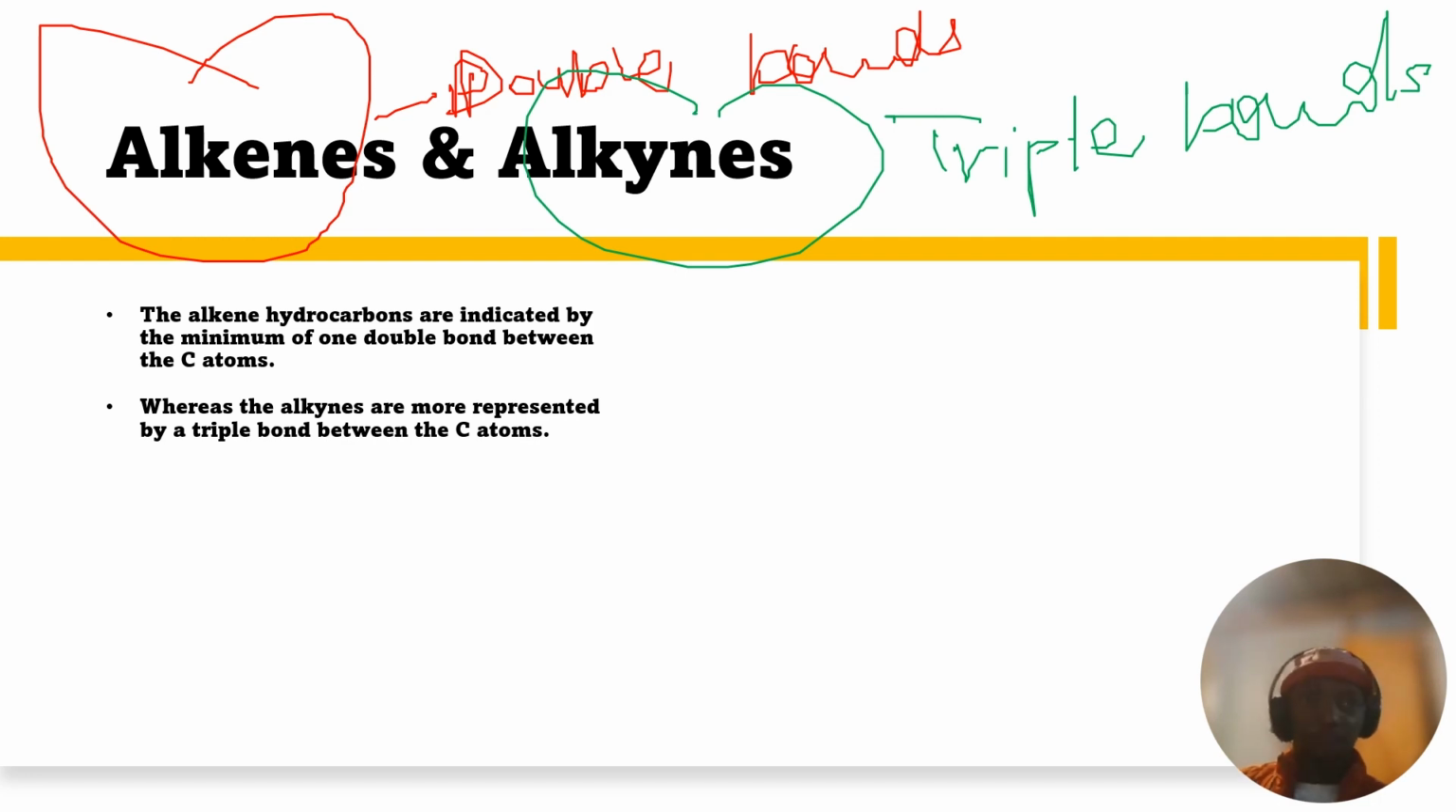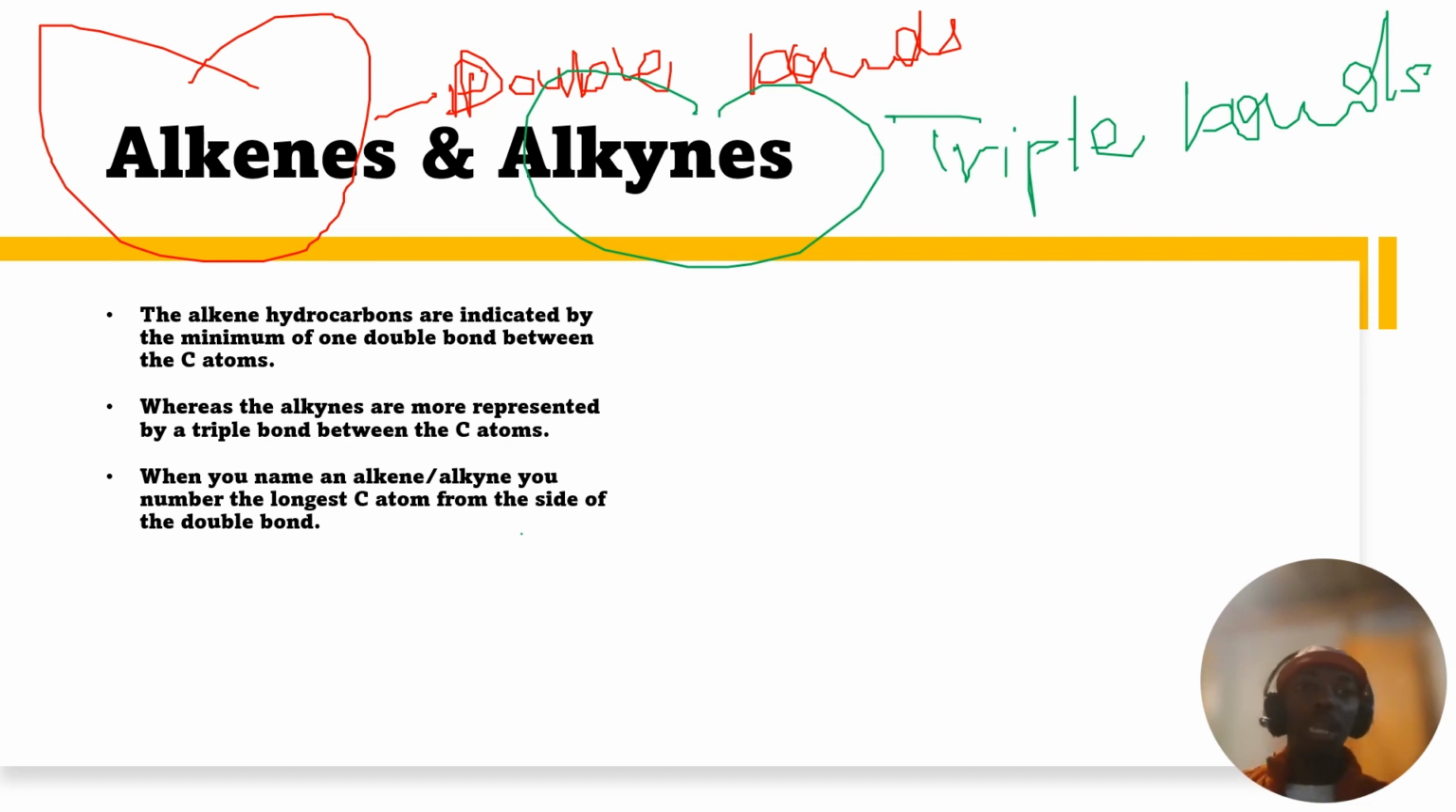So the first line says that alkenes are hydrocarbons that are indicated by a minimum of one double bond between the C atoms. So there needs to be a minimum of one double bond between the carbon atoms for us to classify that compound as an alkene compound, right? Whereas the alkynes are represented by triple bonds between the C atoms, right? So as stipulated above, alkenes and alkynes are unsaturated compounds. One has double bonds between the carbon atoms, and the other has triple bonds between the carbon atoms, guys.